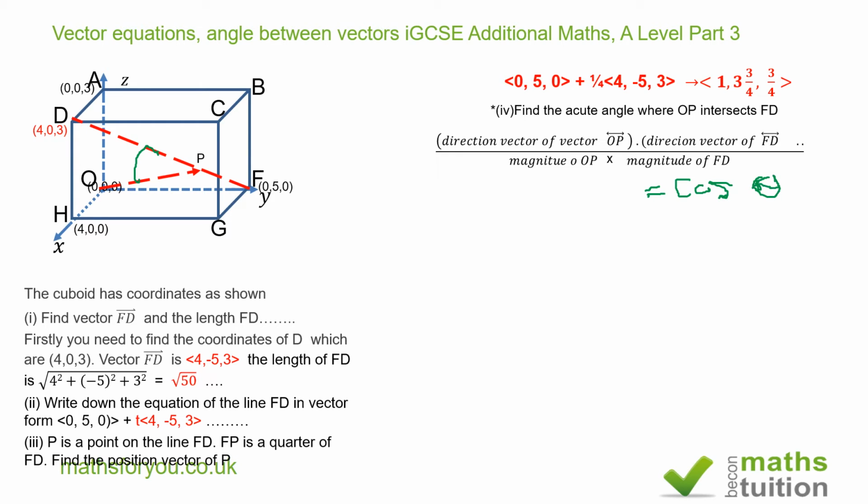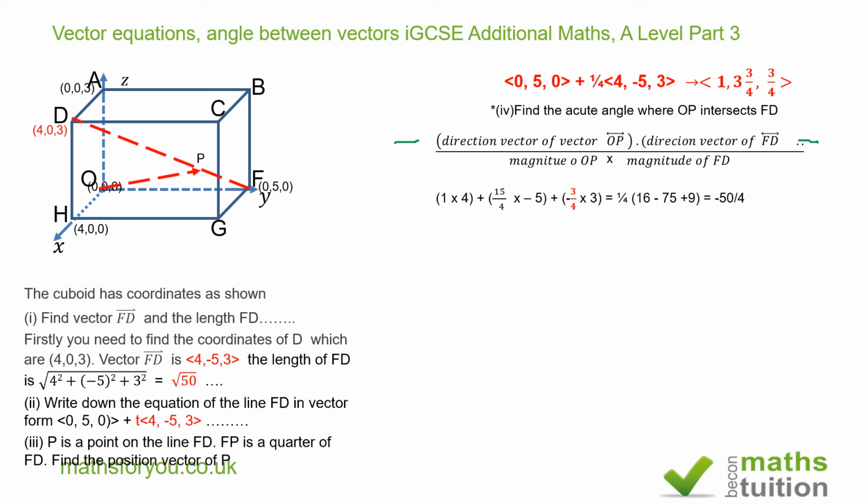So we got cos theta there. Okay, so the formula says the dot product of the direction vector of OP and the direction vector of FD gives us cos theta. Now, moving on from that, firstly we want to find the numerator, which is the dot product of direction vector OP and direction vector FD, and for that we get minus 50 over 4.